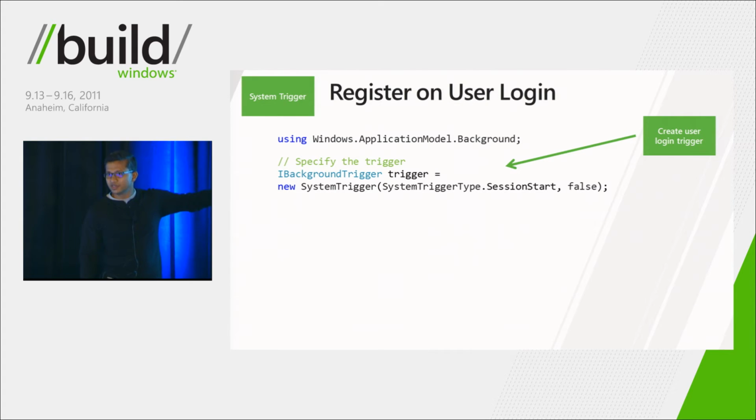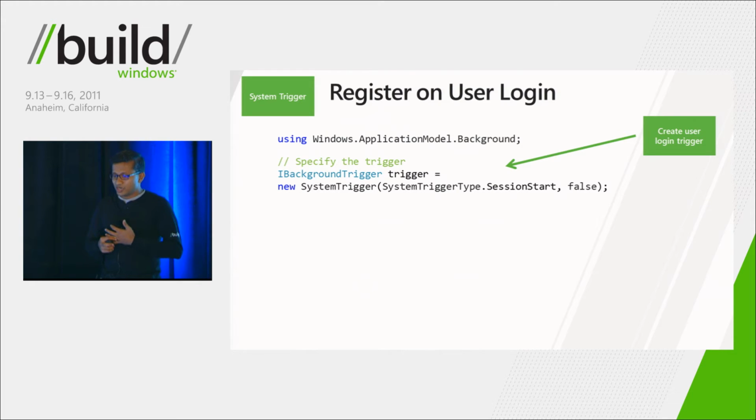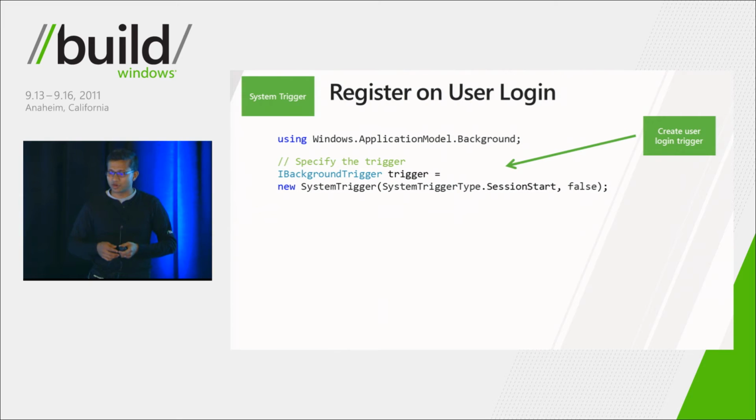In the system trigger API, you have multiple triggers that we've enabled. What we're seeing here is the session start trigger. There is a white paper that got published, called the Introduction to Background Tasks white paper. In that white paper, you'll see all the triggers that we've enabled for you to write. So let's go through system trigger and see some of the other examples that you can probably write, right?